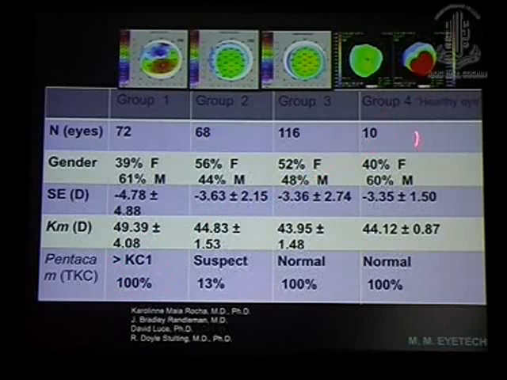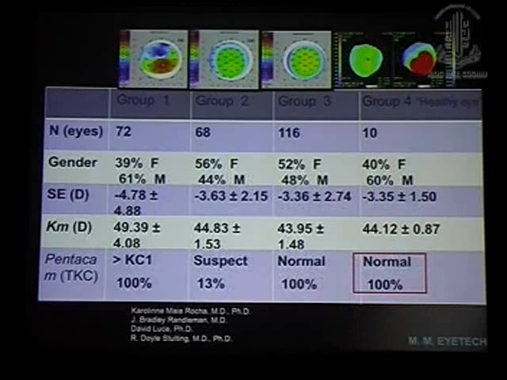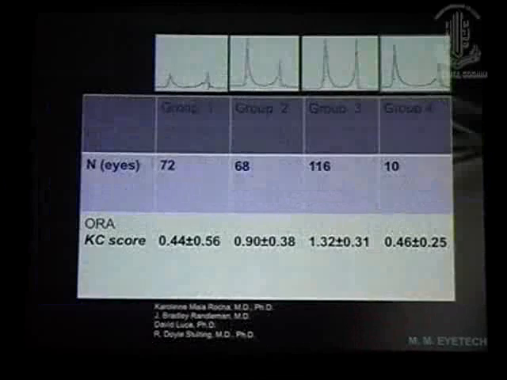But let's look at group 4. These are patients who have a keratoconus in one eye and a normal cornea in the other, and you see that the Pentacam is calling them normal. Right? Now you take the same population and put them on the ORA.